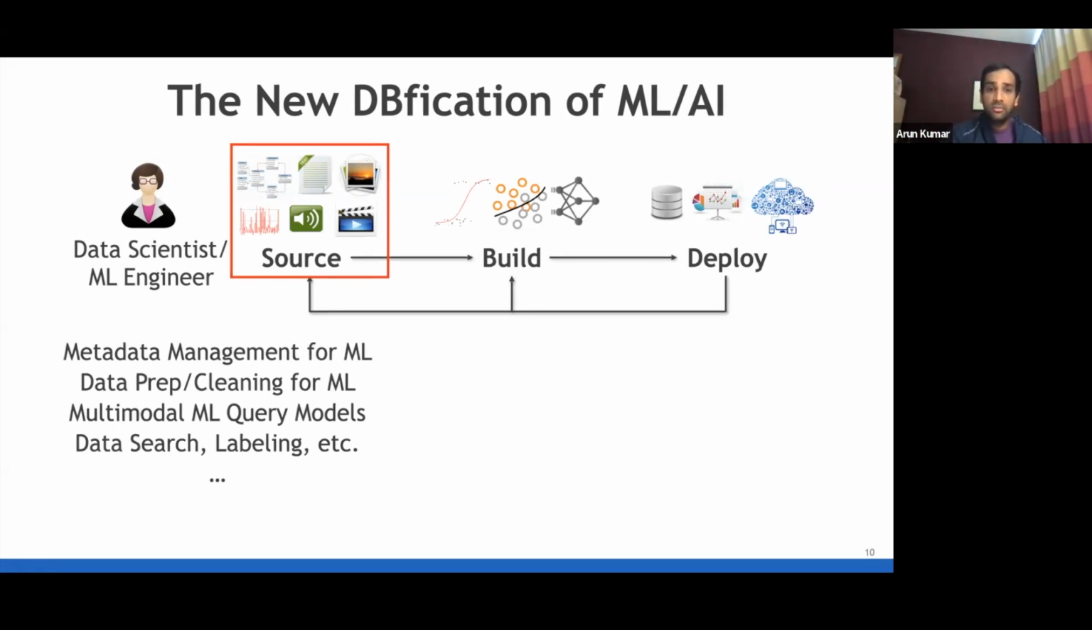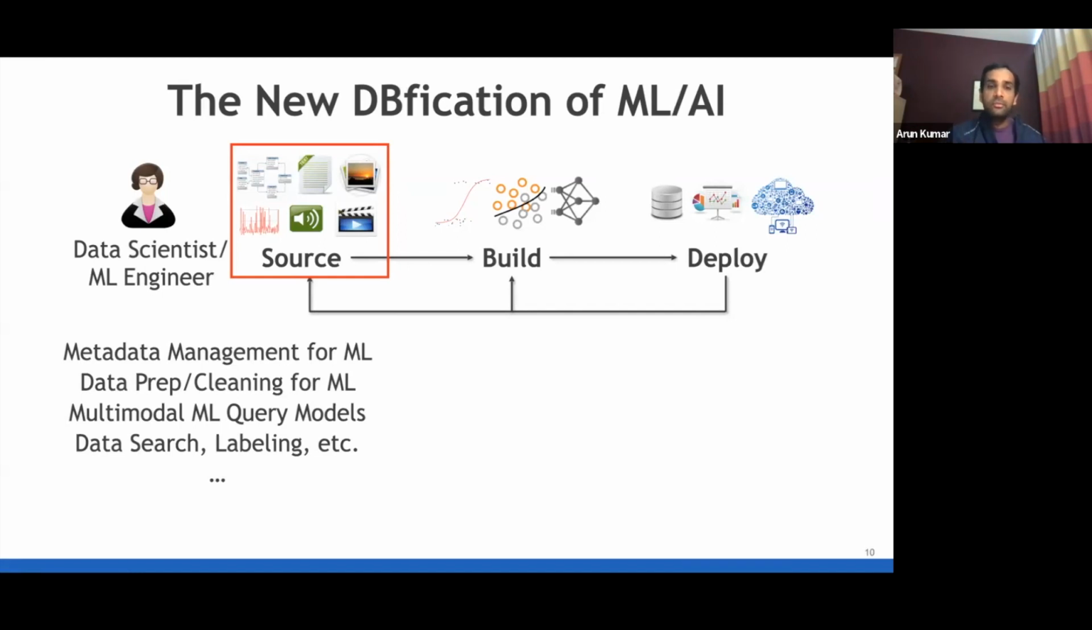And that has to be done in a systematic way. You have to do data preparation and cleaning for ML, especially on tabular data, that's still kind of very manual. Can we make it a little bit less manual? Multimodal ML is taking off. You have to integrate structured with image and text and so on. And so query models have to evolve.